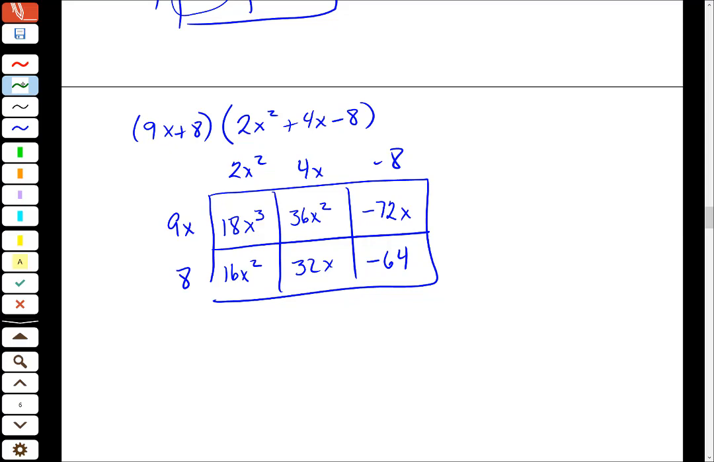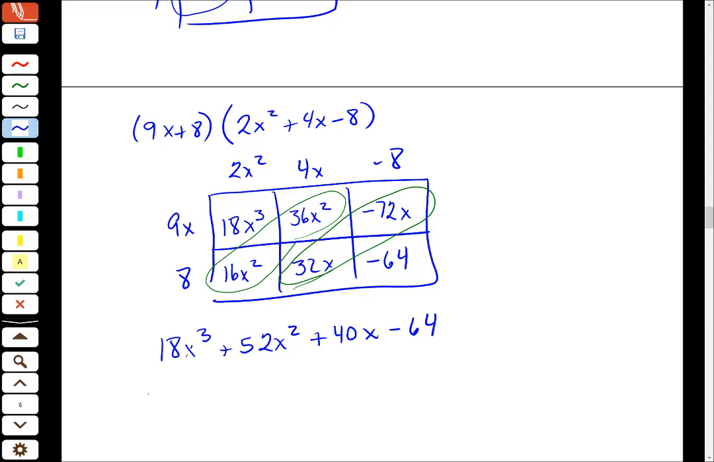And then again, you'll see the reason people like this box method is there are my like terms there, and there are my like terms there. They're real close. So I'll get 18x cubed. 36 plus 16 should be 52x squared. Check that for me. Negative 72 plus 32 should be 40x, minus 64. And that is written in standard form because I'm decreasing. This is degree 3, 2, 1, 0. And it's simplified. I don't have any more like terms to put together.